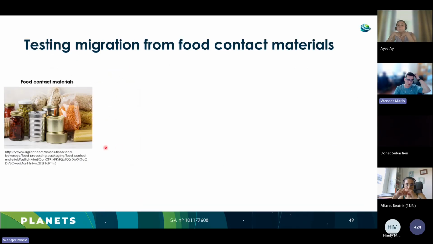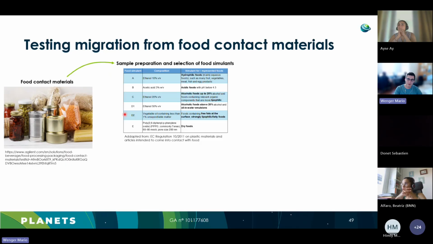So how are those migrating chemicals from food contact materials tested? First, we need to prepare the sample. So let's say we have a thin plastic foil, and we have to cut it to a certain size according to a surface area, and then we add a certain amount of food simulants. There are 6 different categories of food simulants shown here, for example ethanol, acetic acid, or a higher concentration of ethanol, depending on the food that you want to mimic.